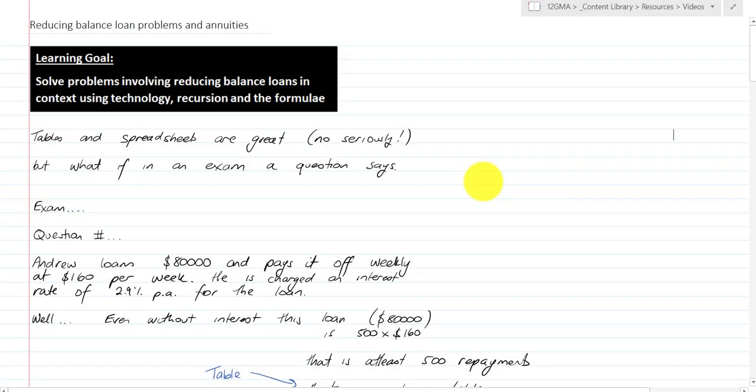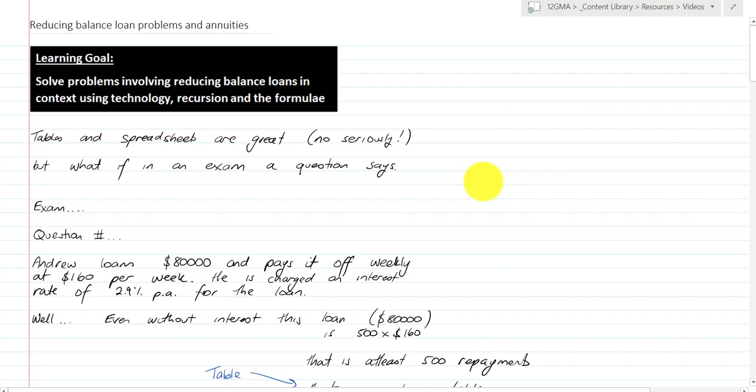Hi and welcome to video 15 from the topic on loans, investments and annuities, Unit 4, Topic 1 of the General Mathematics curriculum. In this video we're going to talk about the actual formula for reducing balance loans. So this is a bonus. We've been doing a lot of tables, a lot of long-winded repetitive calculations. We're going to see this formula.